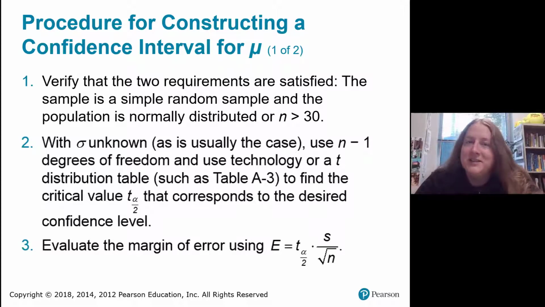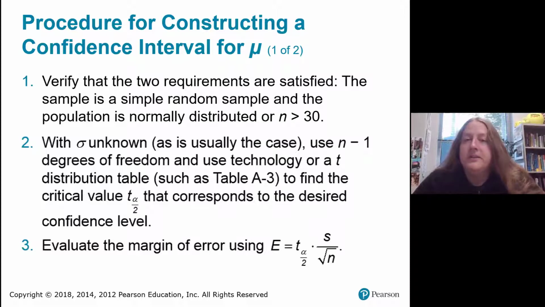All right, so let's look at a procedure for constructing our confidence interval for our population mean. First, we're going to verify our two requirements are satisfied, that it was a simple random sample and that the population is normally distributed or our sample size is greater than 30. Since we're in the case where we don't know our population standard deviation, we'll be using n-1 degrees of freedom, and we'll be using our t-distribution table to find a critical value t sub alpha divided by 2 that corresponds to our desired confidence level.